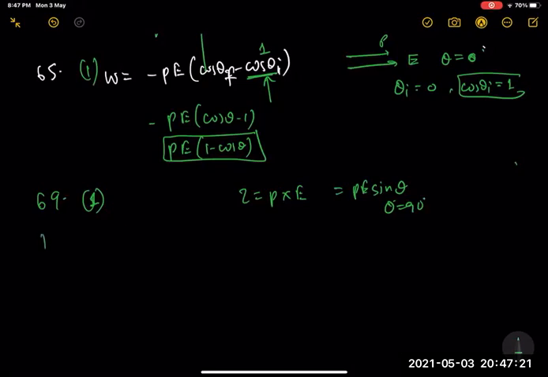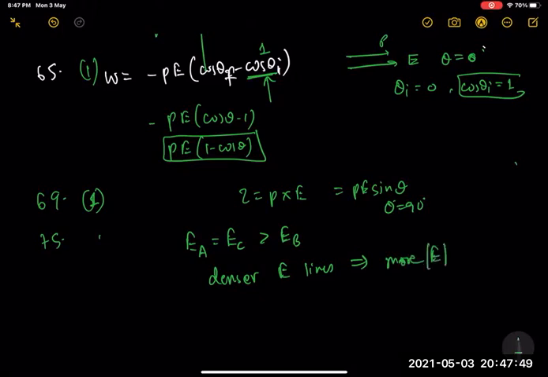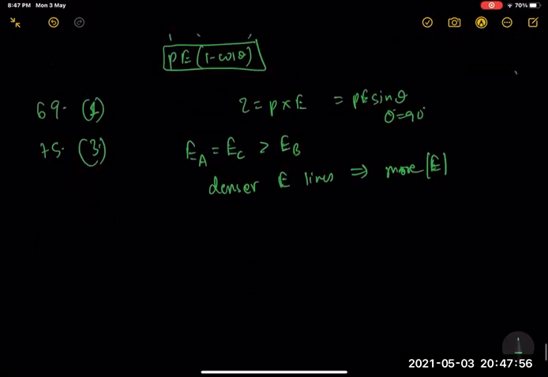Yeah, see, 75 has a concept. The closer the electric field lines are, the more the electric field. So of course, EA is equal to EC, and both of these are greater than EB. Understood? The more densely packed the electric field lines, the more the electric field. So denser E lines imply more E magnitude. Therefore, EA is equal to EC, greater than EB. 75 is 3.